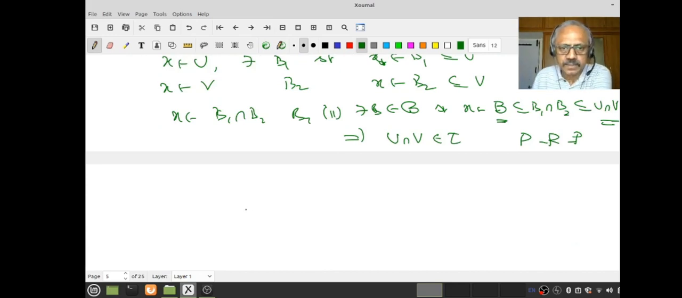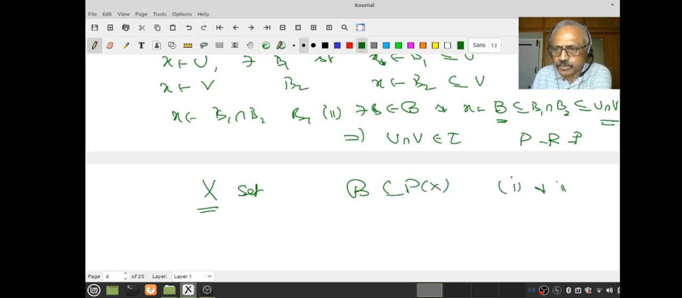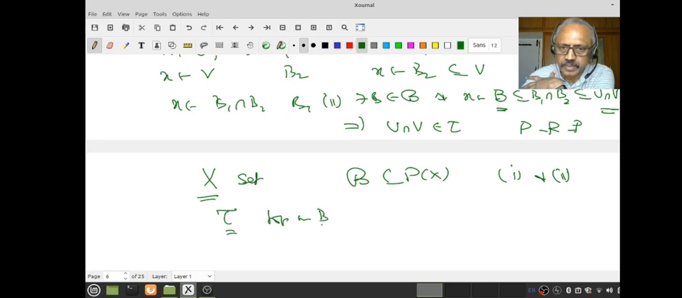Yeah, so what have we done? Just let's quickly review. I start with a set X and a collection B of subsets which satisfy properties 1 and 2. I won't repeat. Then we constructed a topology on X.